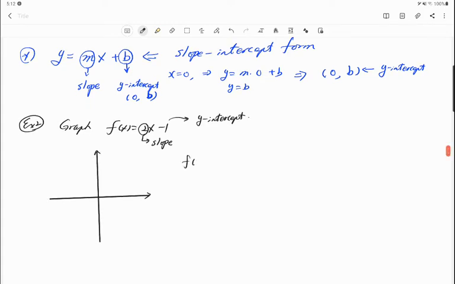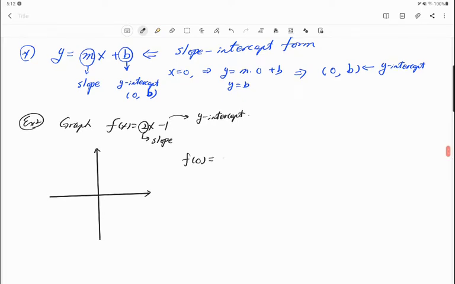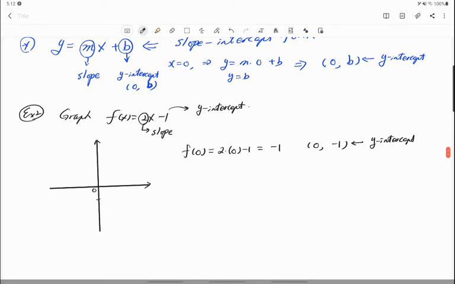Look at this. If x equals 0, then 2 times 0 minus 1 equals negative 1, right? So if x equals 0, then y is negative 1. This is the y-intercept, isn't it? So x equals 0, then y is negative 1. All right, so we have 1 point.